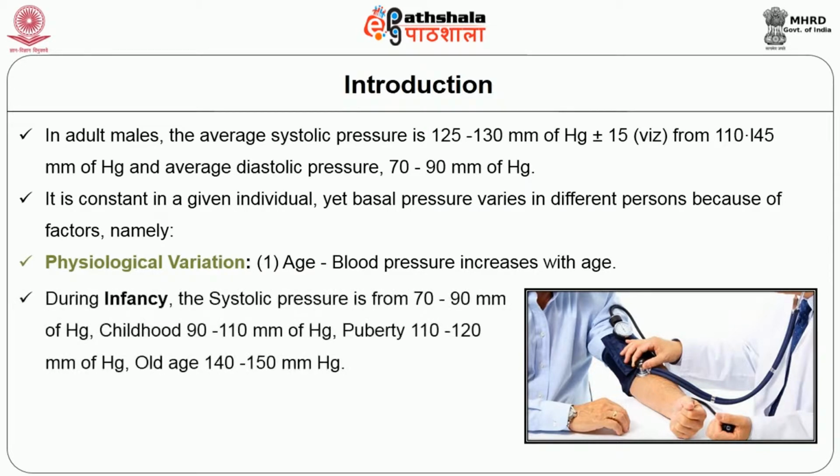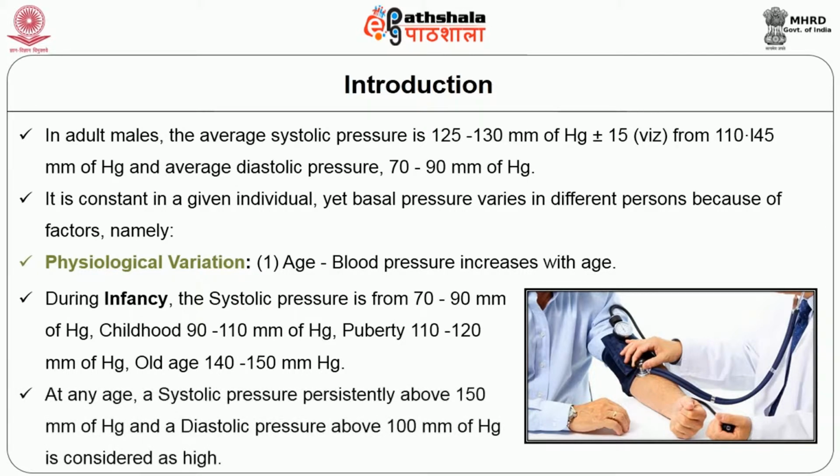During infancy, the systolic pressure is from 70 to 90 millimeters of mercury. During childhood, it increases to 90 to 110 millimeters of mercury. At puberty, it is 110 to 120 millimeters of mercury. In old age, 140 to 150 millimeters of mercury. At any age, a systolic pressure persistently above 150 millimeters of mercury and a diastolic pressure above 100 millimeters of mercury is considered as high and alarming.